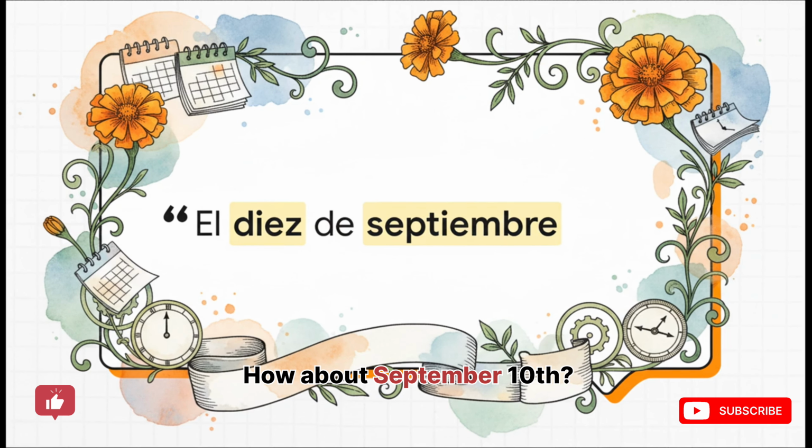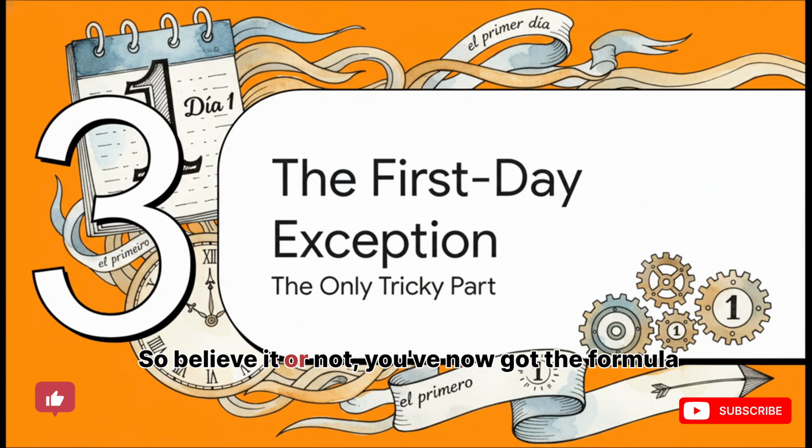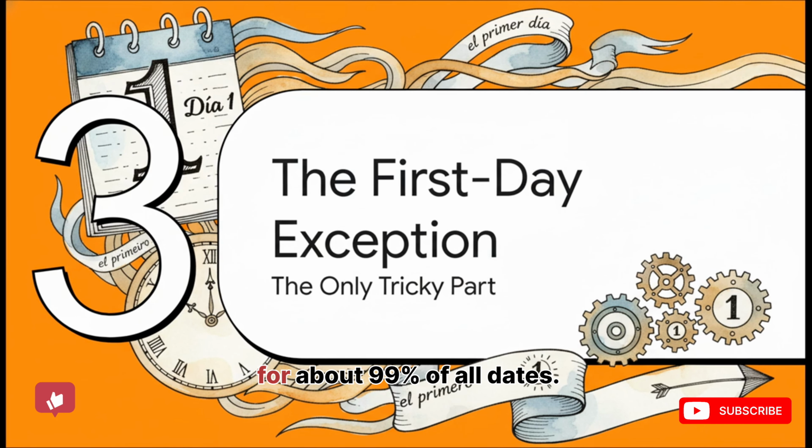So let's try a real example. How about September 10th? Okay, first step, we flip it. So we're thinking the 10 of September. Now we just plug that into our formula. El 10 de septiembre. See? It works like a charm. So, believe it or not, you've now got the formula for about 99% of all dates.